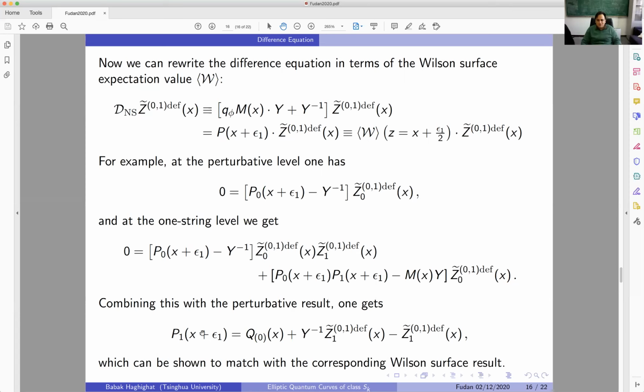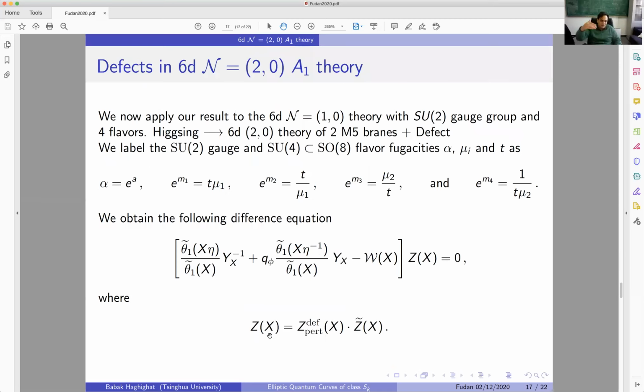And if you solve it in this way, this P, you see that this matches with the computation of the Wilson surface defect at one string from the elliptic genus. So all these things can be shown to be exactly equal, and you can continue it to higher order and it will work. One last thing I want to say is that this particular thing which we have derived, we can test in different ways.